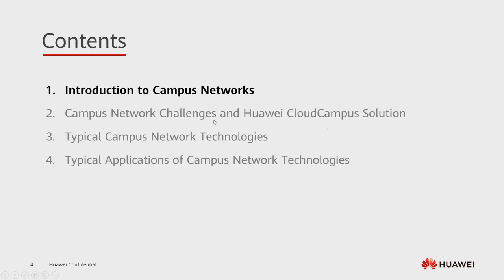So we have four parts. The first part is the introduction of campus networks, and the second part is about the campus network challenges and the Huawei Cloud Campus solution. Third part, typical campus network technologies. We will talk about layer 2 technologies, layer 3 technologies, security technologies, and so on. And in the fourth part, I'm gonna give you three cases about campus network technologies. Okay, so let's go to the first part, introduction to campus networks.